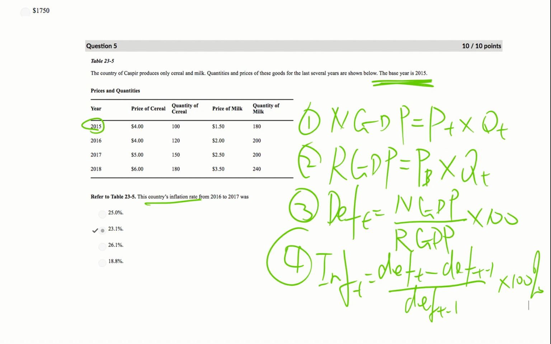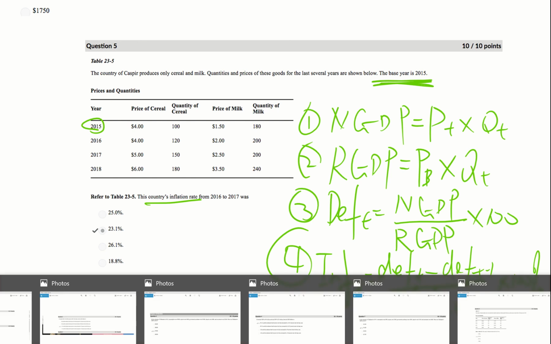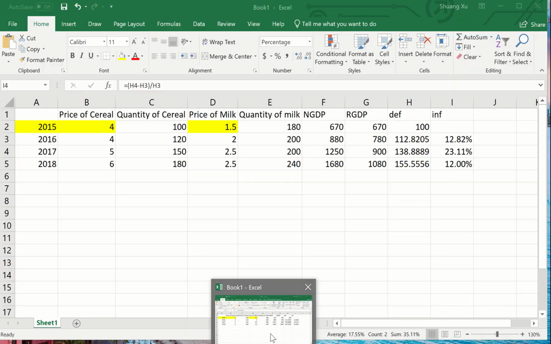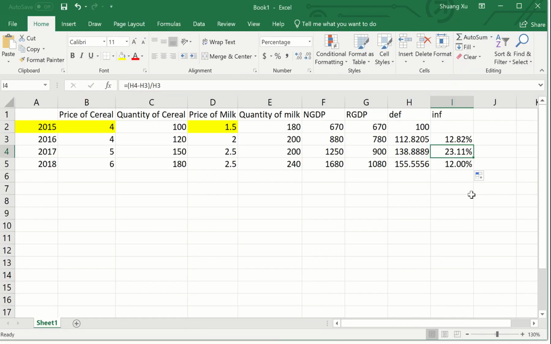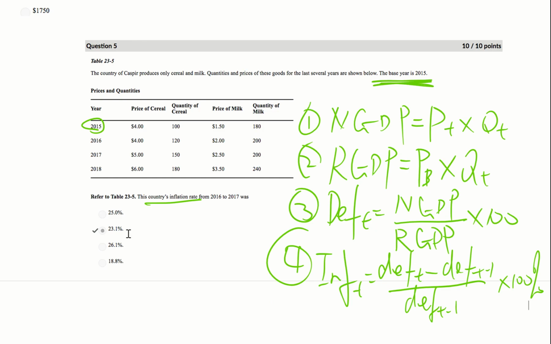All right, so the question is asking for how much inflation for 2016 to 2017. So that will be our 2017 inflation, which is 23.11%. Answer is C.